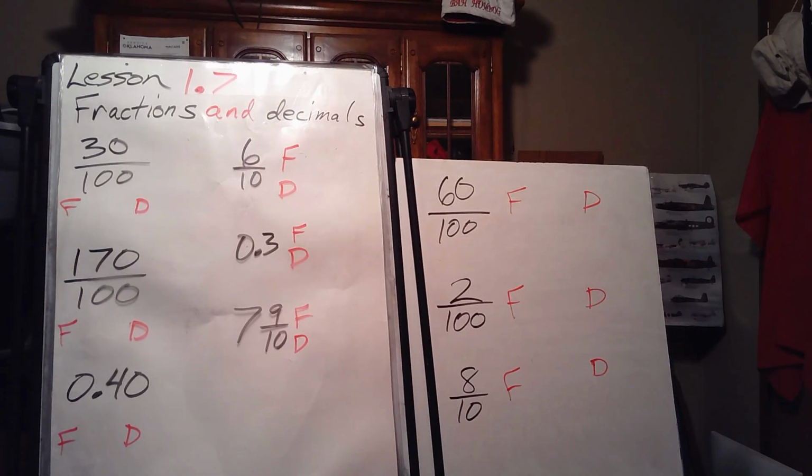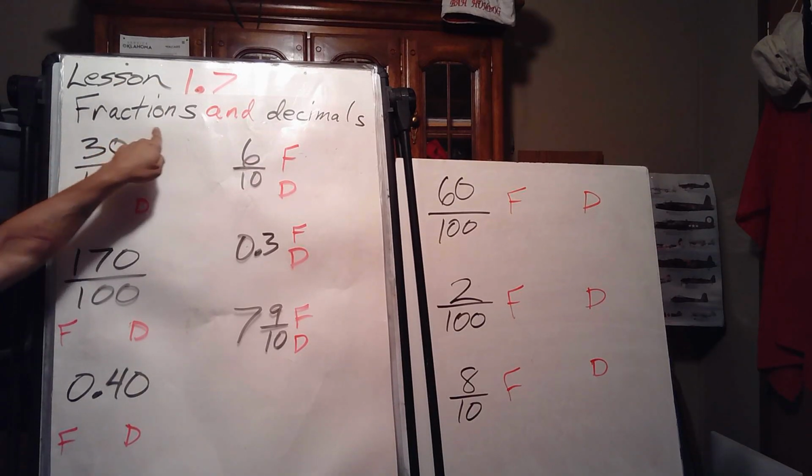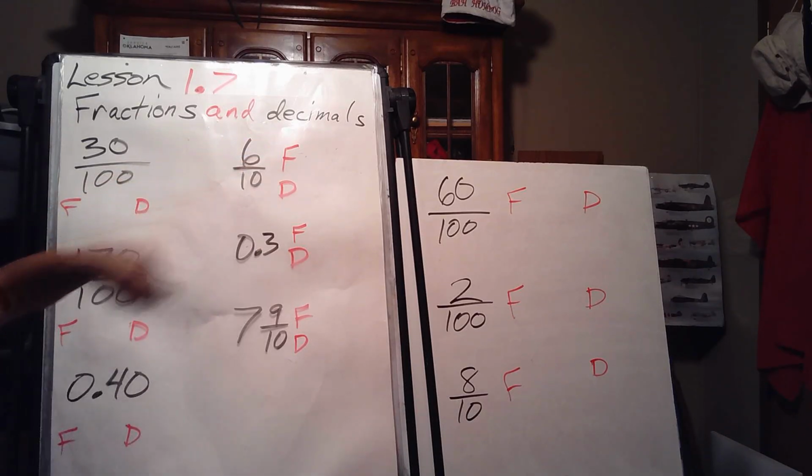Alright, I'm back again. This time we're looking at lesson 1.7. What's it say? Fractions and decimals. F is for fraction, D is for decimals.